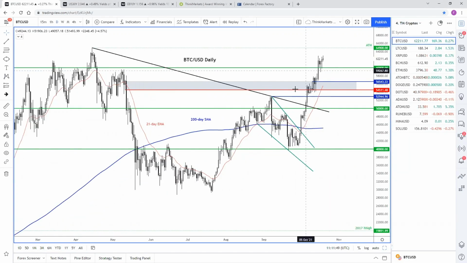Looking at Bitcoin, first of all, the trend continues to remain positive. It looks like Bitcoin has formed a base above 60,000 now. The last few days, it has held there. So I would be very surprised at this stage if Bitcoin does not break to a new record high, because we are very close to it.